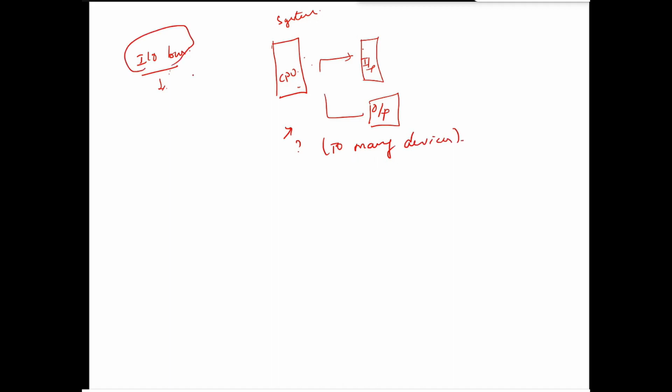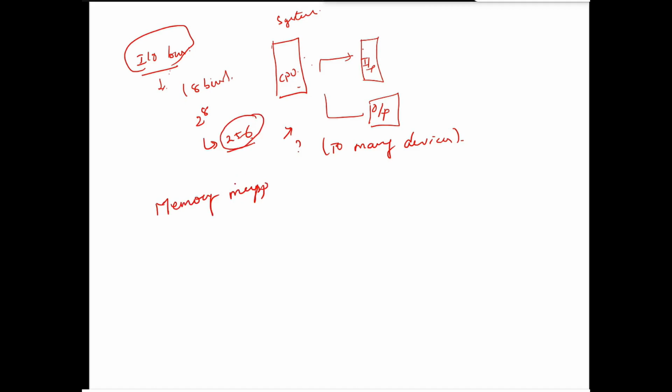So, the I/O bus. Assume we have an 8-bit bus, so 8-bit I/O lines. Again, 2 to the power 8 gives a maximum of 256. So the total number of devices that can be connected here is 256. Okay, 256 devices can be connected.